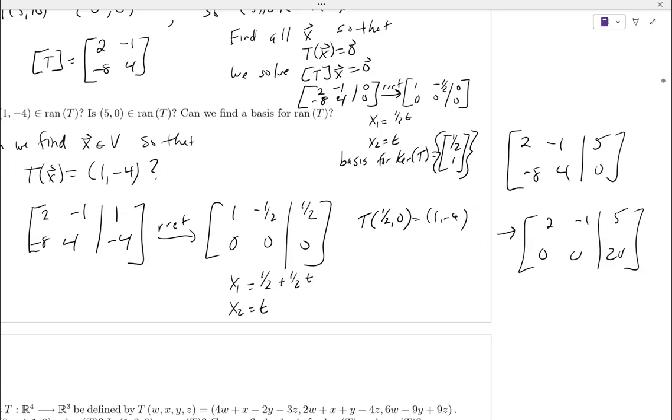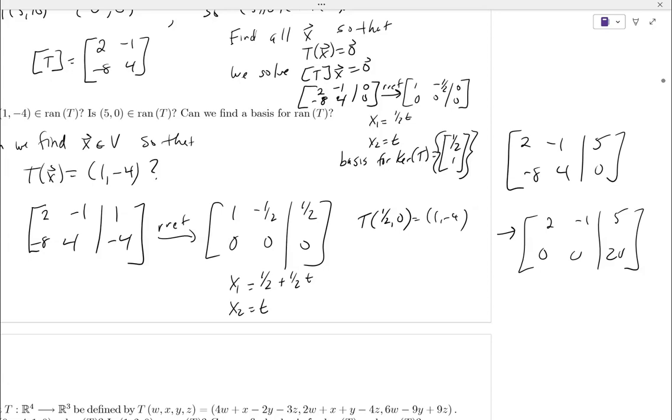So again, when you're trying to show that something is in the range or that something's not in the range, you're really talking about solving a system of equations and seeing whether or not that system is consistent. In the second example there, it's not consistent, so that vector will not be in the range. The first example, it was consistent, so the vector is in the range.